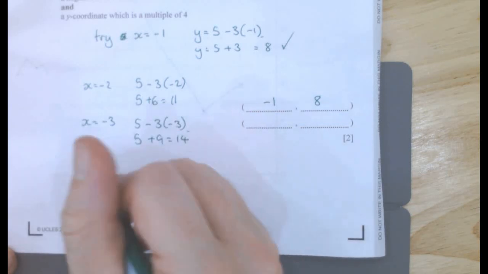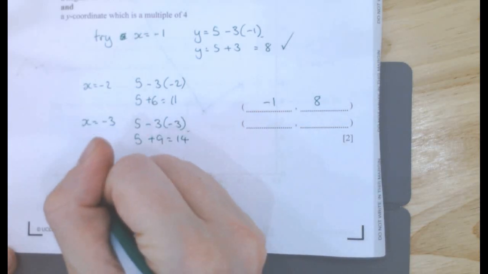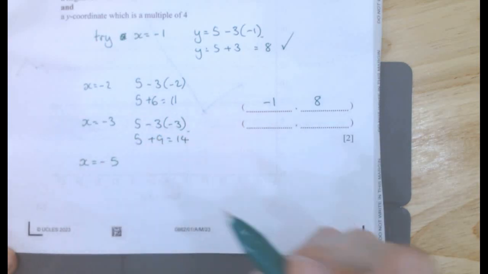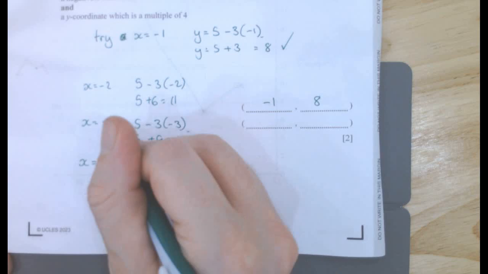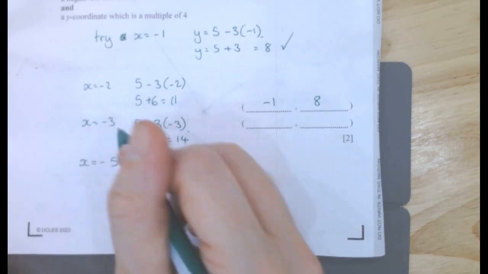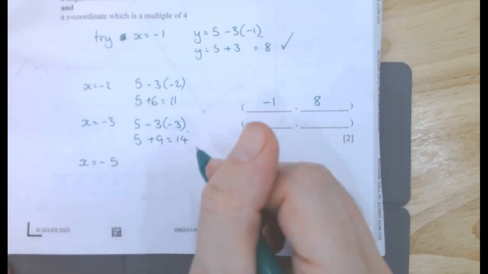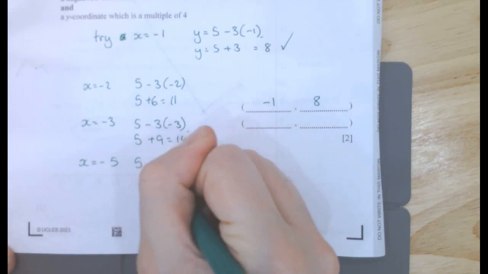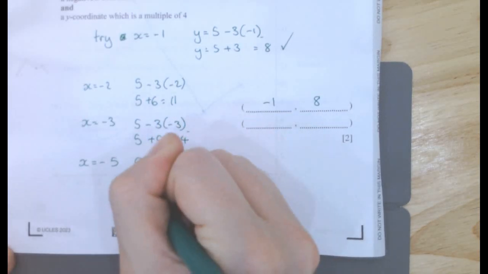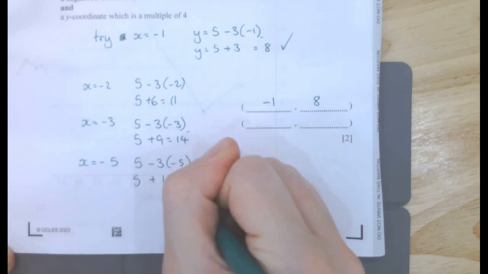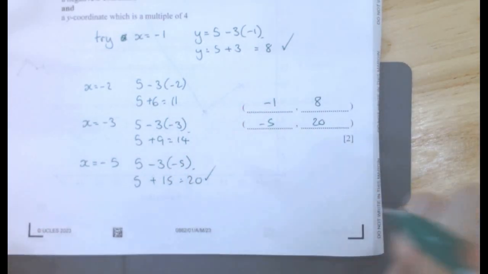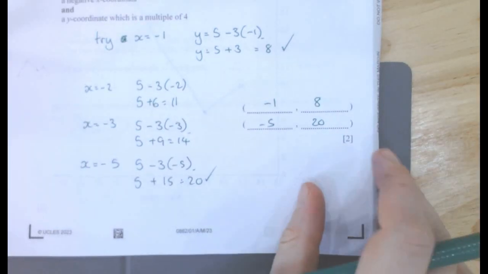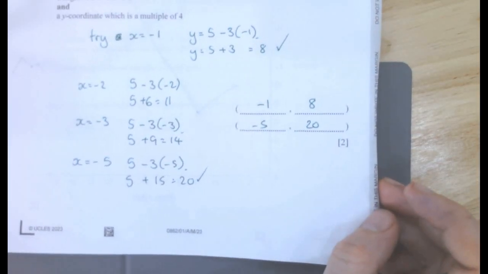That's quite interesting. So I think I'm going to skip a couple and go for x equals -5, because the next one would be 17 and the next one would be 20. Okay, so 5 take away 3 lots of -5, so that's going to be 5 plus 15, which is 20, which is a multiple of 4, and there we go. Sometimes you just have to try things out until you find something that works. There won't always be a really easy algebra to it.